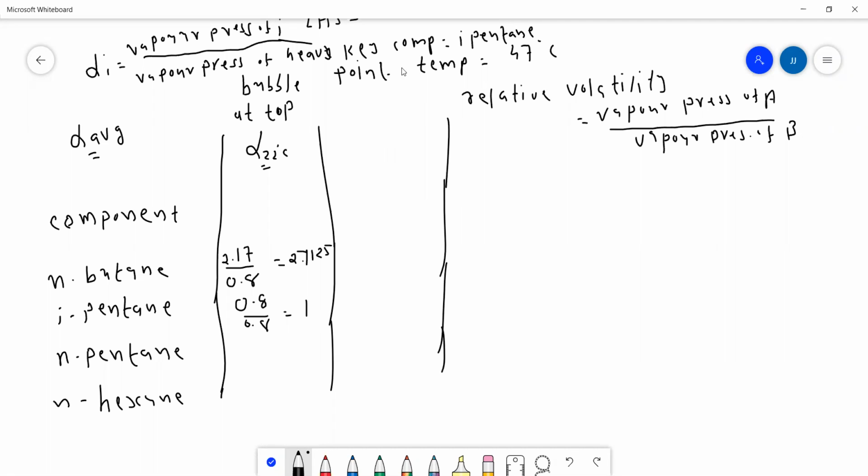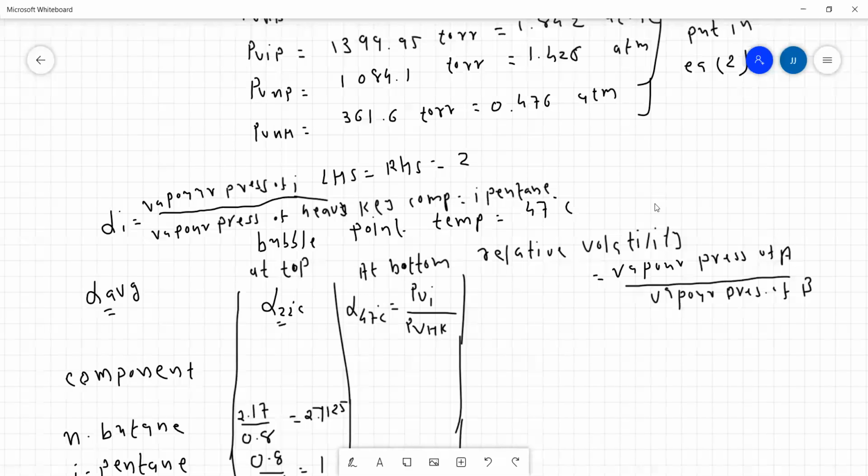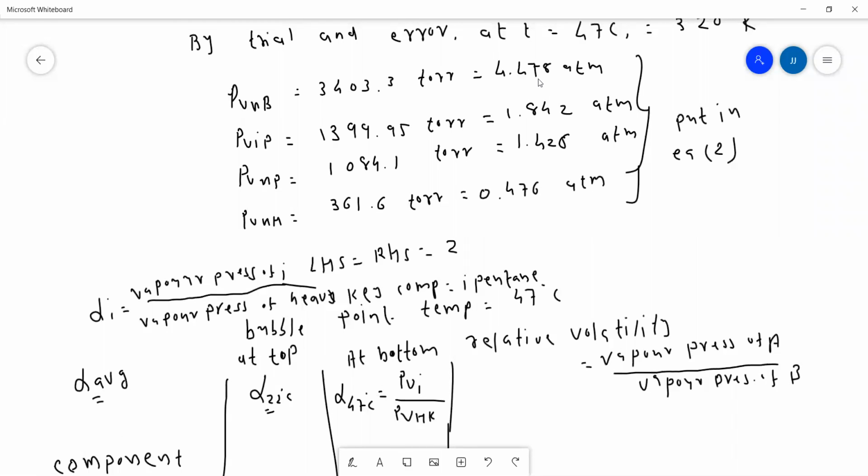Now here we can have alpha at the bottom, alpha at 47 degrees centigrade, and this is equal to the vapor pressure of the individual component divided by the vapor pressure of the heavy key component, HK. So here at the bottom, what pressure did we get? We just calculated it: 4.417 atmosphere divided by the heavy key component, which is isopentane, 1.842.